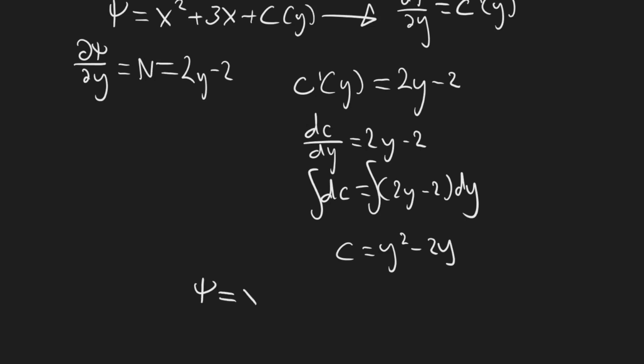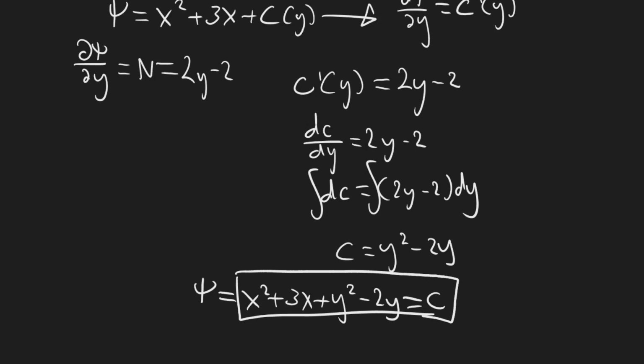So y, or psi, equals x squared plus 3x plus y squared minus 2y. What we already knew, and then what we just found. Okay, so we're going to set this equal to a constant to account for the fact that any of those integrals involved a constant of integration, and that's going to be our final answer.